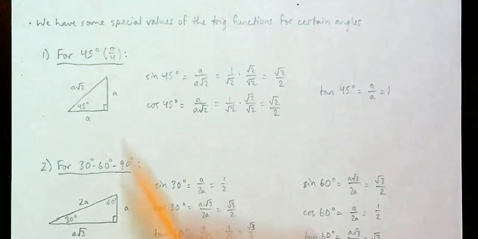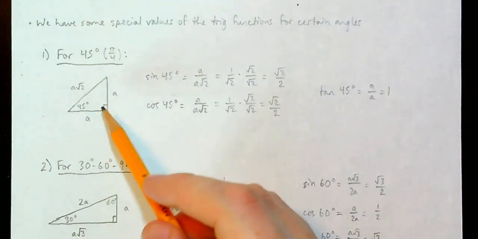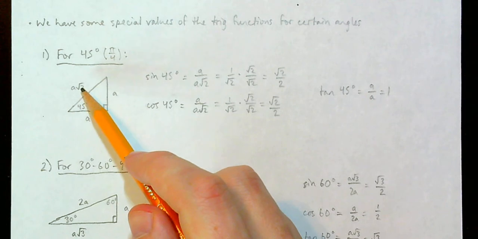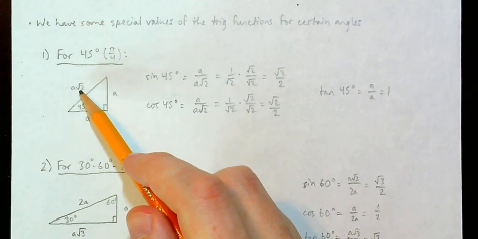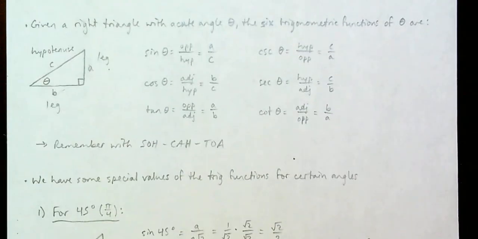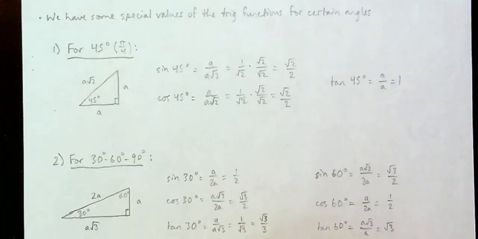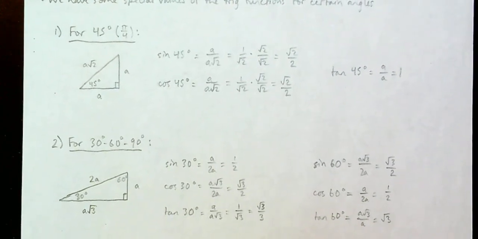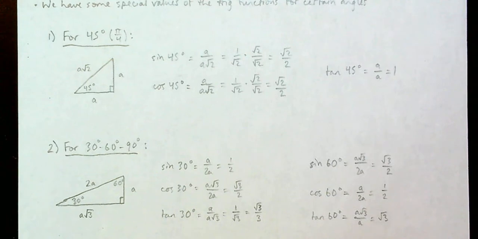then by definition, those legs have to have the same length, A. And then if you use the Pythagorean theorem, you'd find that A times the square root of 2 is the length of your hypotenuse. So using these basic formulas up top here to find our 6 trig functions, we're going to focus just on sine, cosine, and tangent here because these are the main ones.